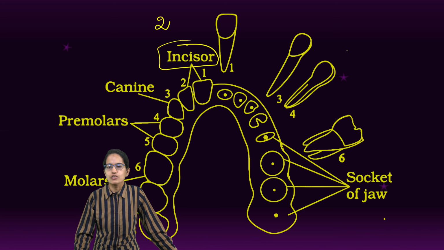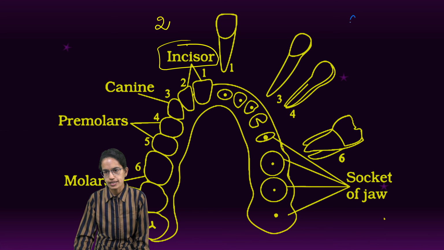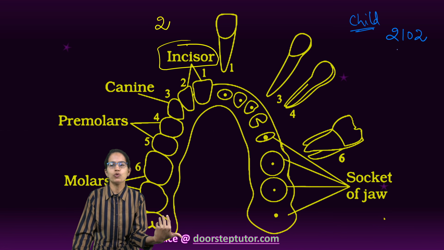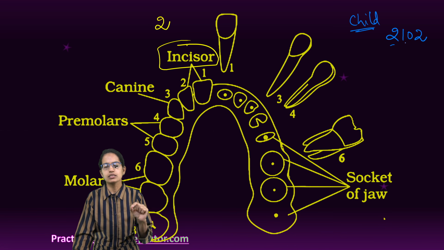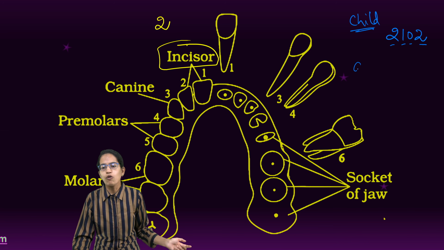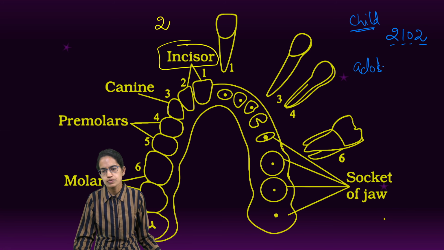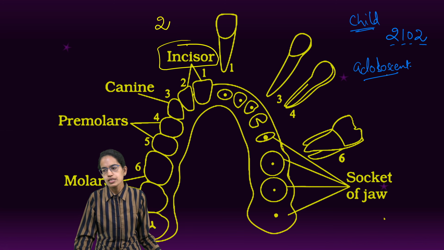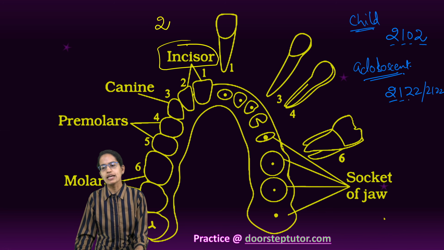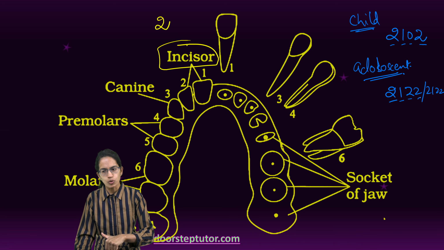So in the case of child, let's first talk about child. The formula is 2102 by 2102. That means on one side of the lower jaw, there would be 2 incisors, 1 canine, no premolar and 2 molars. Now for the adolescent, what would happen? This formula changes to 2122 by 2122. That means 2 incisors, 1 canine, 2 premolars and 2 molars.